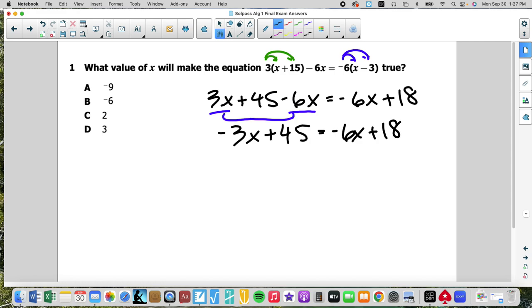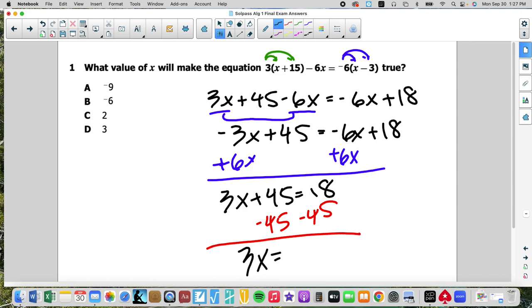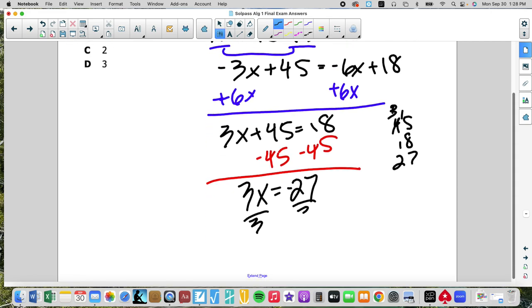Now we have variables and constants on both sides. Mr. Mack always tells you to move the variable first. That gives us 3x plus 45 equals 18. We'll subtract 45 from both sides. Now this is just a typical two-step equation. We get rid of things being added and subtracted first. 18 minus 45 is negative 27, and then we'll divide by 3. x equals negative 9. So that's my solution.